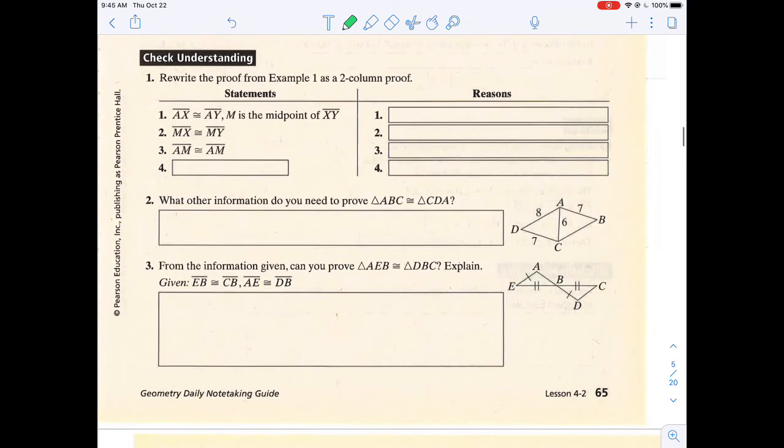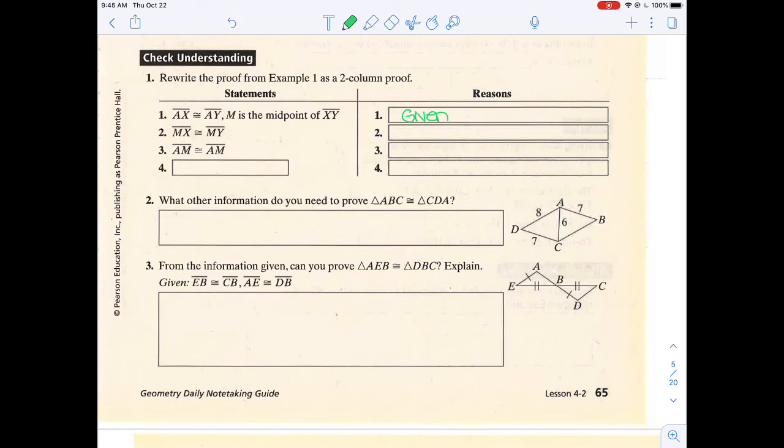Okay, then there are just 3 problems for you to check out today. The first one says rewrite the proof from example 1 as a 2-column proof. So we wrote it before as a paragraph. Now we're going to say, okay, this is the statement, write the reason. And this first statement is what was given to start with. So we didn't have to find that out, they just gave it to us. And then you have to find the reasons for the others to prove those 2 triangles are congruent, which you've already done, it's just a different layout.